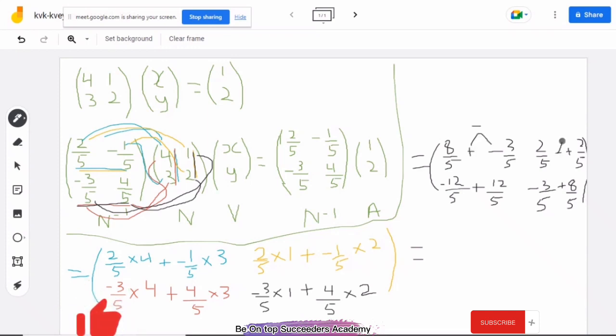When you have two signs right next to each other, like the plus and the minus, a minus by plus is a minus, right? So it would become a single minus sign. And we could go ahead and subtract the fraction. So 8 take away 3 is 5/5. 2 take away 2 is 0/5, or 0, of course. -12 add 12 is 0/5, which is also 0.